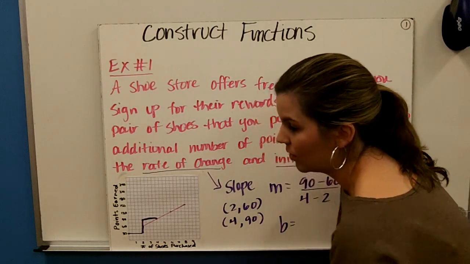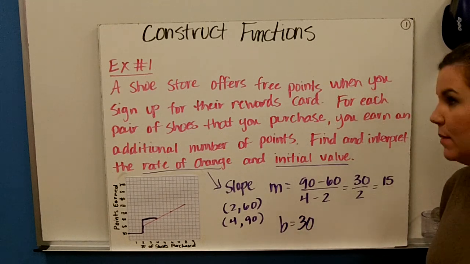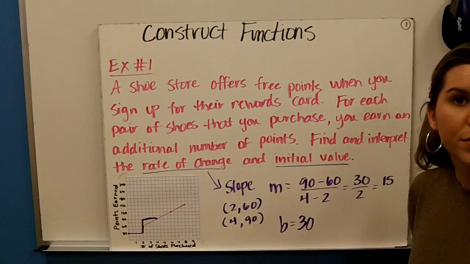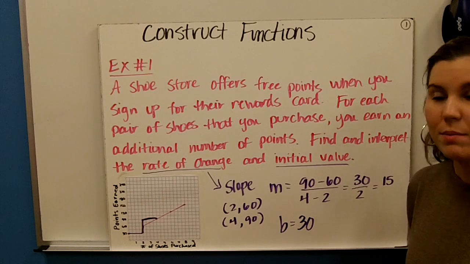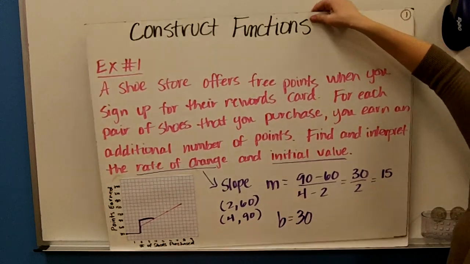At 0, we have 30 points. So our y-intercept is 30. So you sign up for their rewards card, you get 30 points automatically, and then an additional 15 points for every pair of shoes that you purchase.